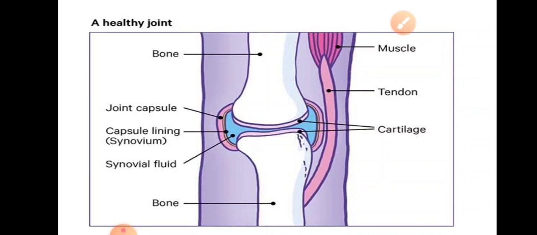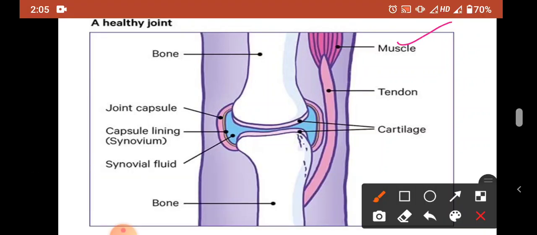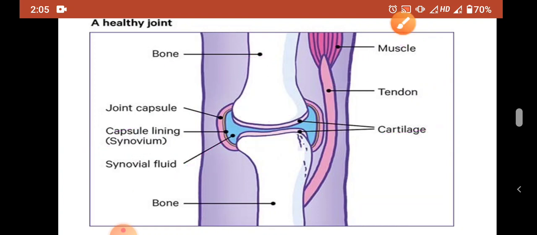So here I have the picture which has the labeling: the muscle, tendon, the cartilage. So this is the cartilage here, and the bone, the joint capsule which is covered by the synovium. Synovium, that is in sky blue color, having synovial fluid. So this is the description of a healthy bone or a healthy joint.